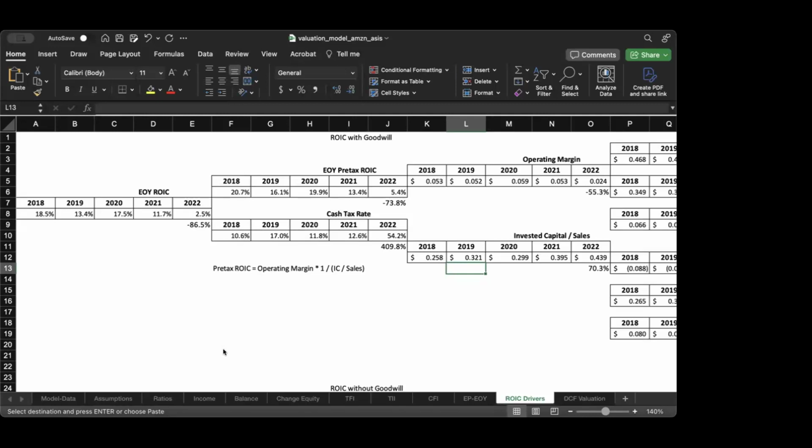The operating margin went from 0.053 in 2018 to 0.024 in 2022, decreasing by 55.3%. And the invested capital over sales went from 0.258 in 2018 to 0.439 in 2022, which means that it increased by 70.3% over the 5 years.